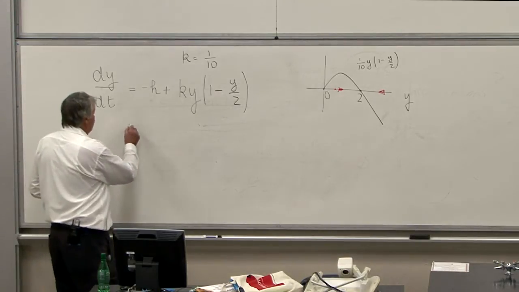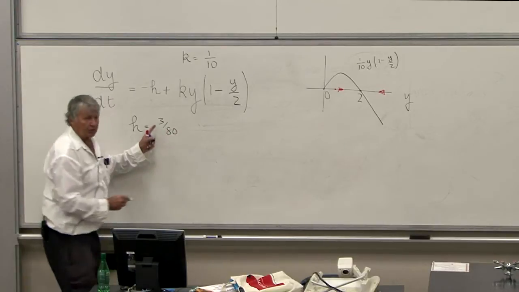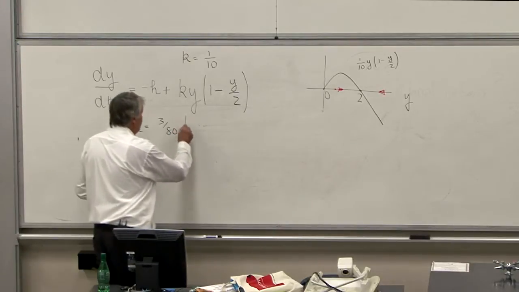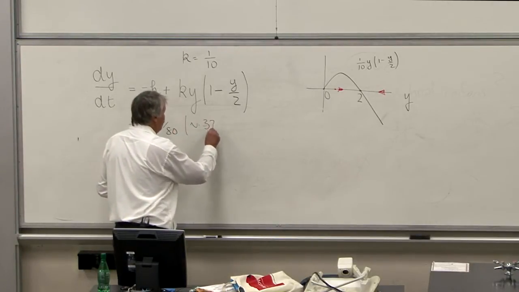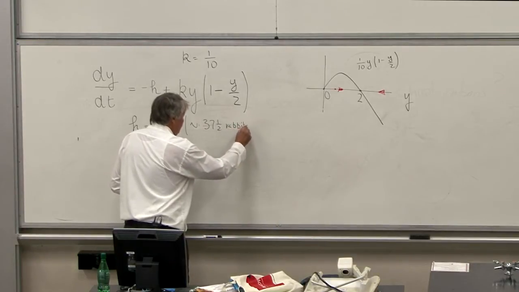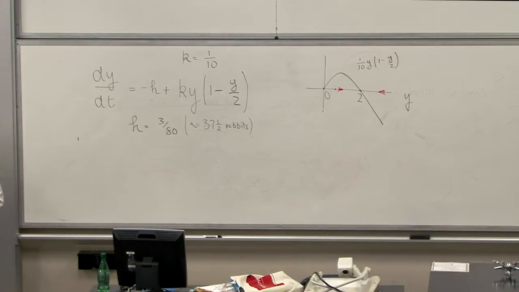And at first I told you that H was 3 over 80. Since we're measuring things in units of 1,000, 3/80ths of 1,000 that's equivalent to 37.5 rabbits. So, I don't know how you shoot half a rabbit, but anyway, that's where we are, okay? So now let's analyze this problem.